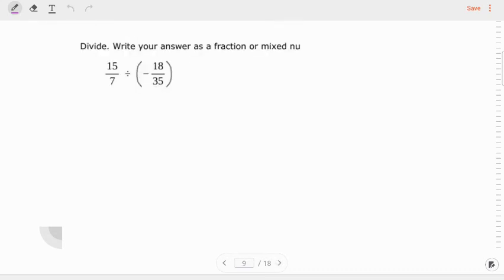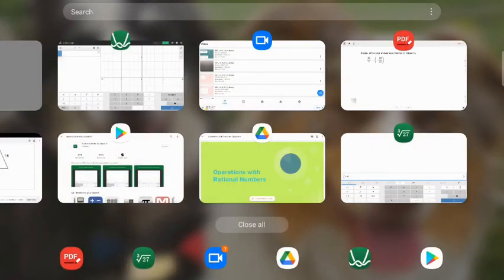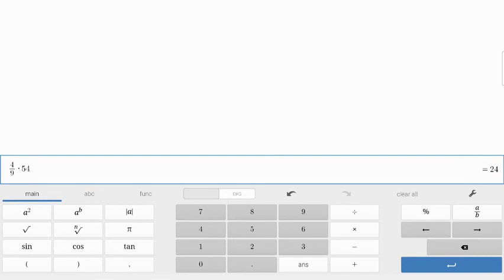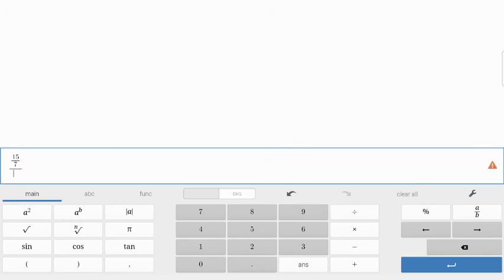Continuing. Okay, divide, write your answer as a fraction. The one thing I want to show you about the Desmos calculator is division is a tiny bit weird. Clear it. We want to do our first fraction, which was 15 over 7. You'll notice that here's my division button over here. I'm going to click divide. You'll notice that it doesn't show that division symbol. It shows it as a fraction. Remember, division and fractions act as the same function.